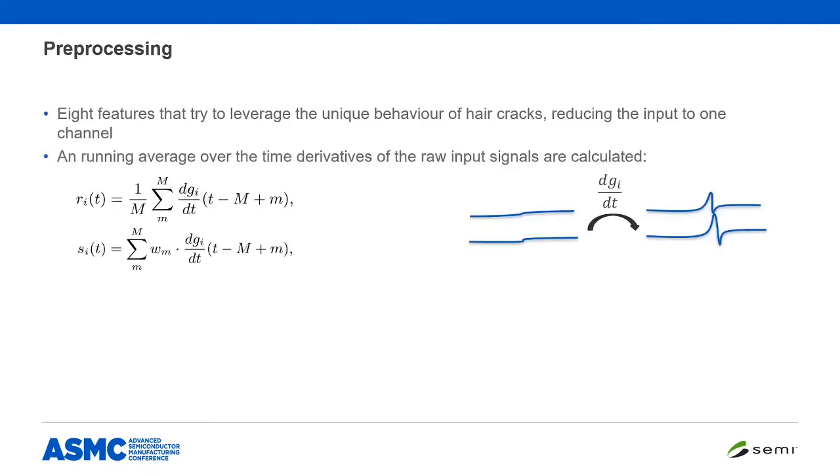First, we take the signal derivatives of all channels. Since the signal jumps might not be aligned among all channels, we additionally apply a running average over the channels. We use variant R, which uses a standard running average with window size M, and variant S, which uses a weighted running average, where the weights W are learned during training.